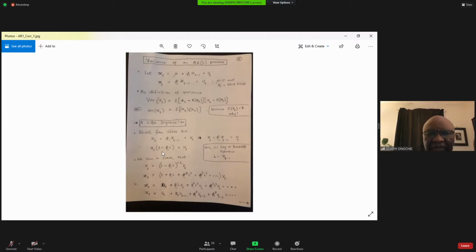So what have I done now? I have restated this equation, this one up here, in terms of the white noise error term. This equation is exactly equal to this equation. The only difference is I introduced the L, the lag operator, because it is very convenient for us.